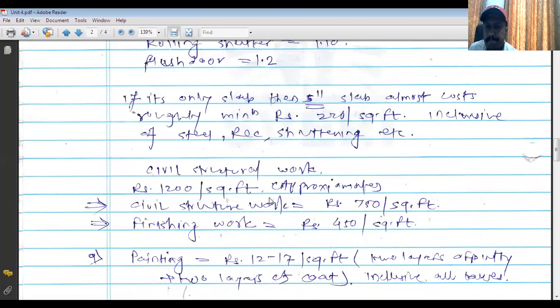Then, civil work for RCC, rupees 1200. These are the old rates.